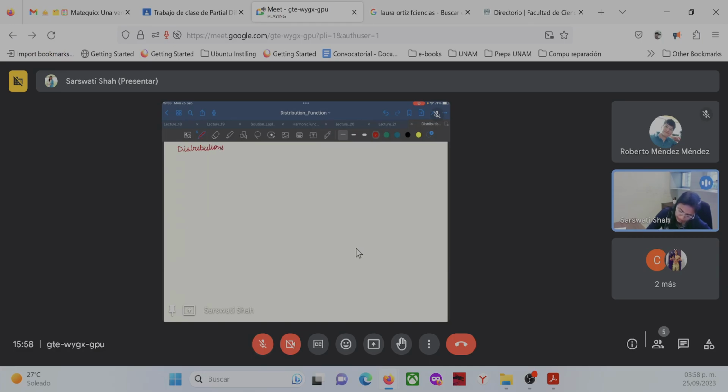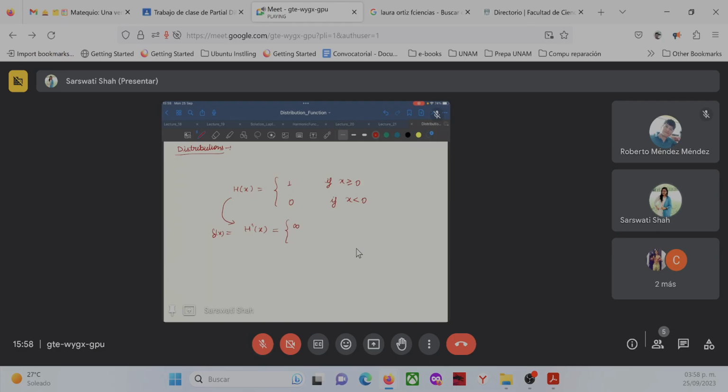So can anyone tell me what is the Heaviside function or unit step function? 0 for x less than 0 and 1 for x greater than 0. And what is the derivative of this function? The delta, Dirac delta. What is the Dirac delta function? Infinity at x equals 0 and 0 otherwise, when x is not equal to 0.